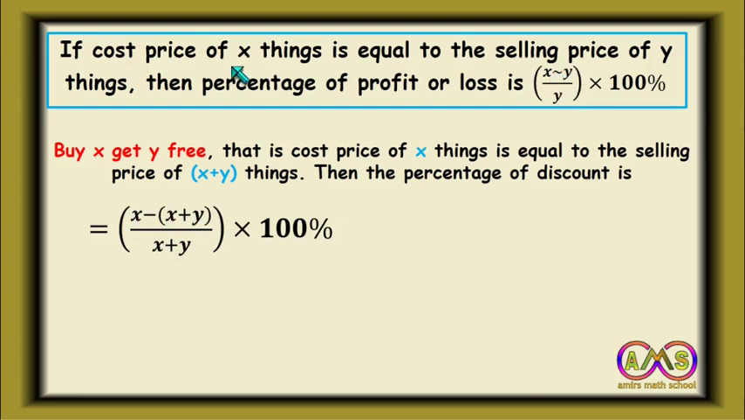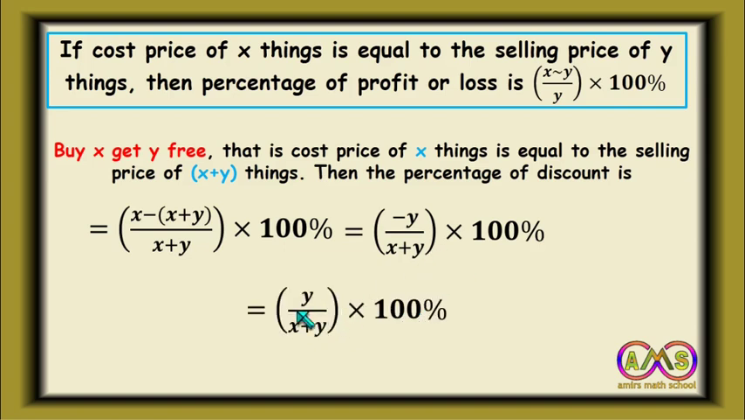In this formula, the cost price of X things is equal to the selling price of Y things. In this case, the cost price is X, and the selling price is X plus Y. So the discount is (X minus (X plus Y)) divided by (X plus Y), times 100%. This value will be minus Y divided by X plus Y times 100%. That is, we can write Y divided by X plus Y times 100%.